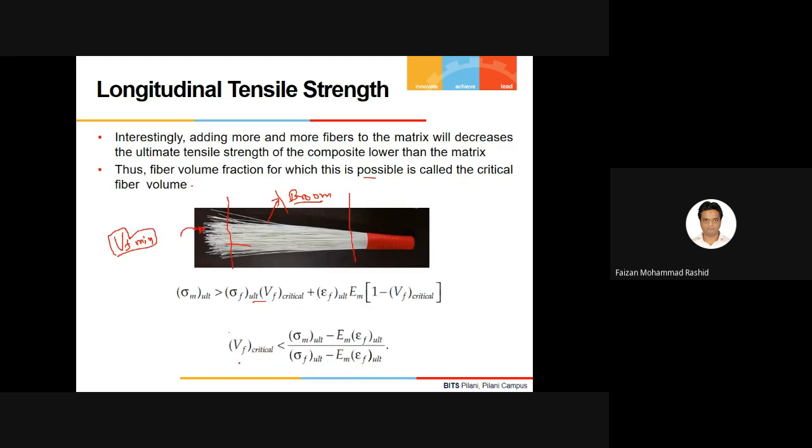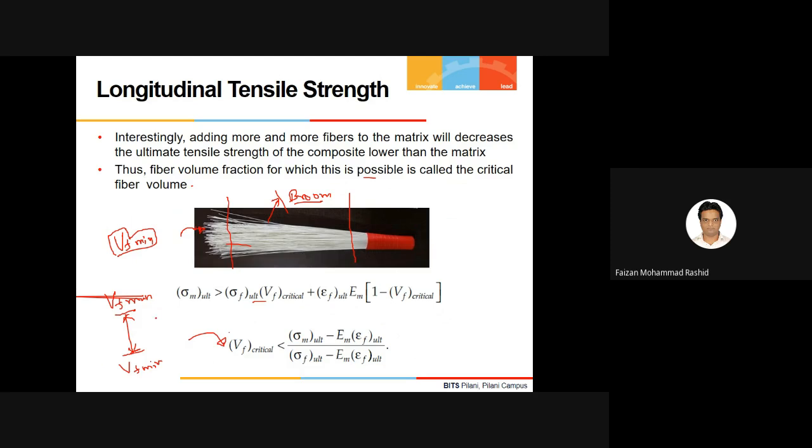Okay, and this is also a minimum value. This is also the minimum value for this one, the critical value of fiber volume fraction, and the maximum is the upper bound of my fiber. So I will always have a fiber volume fraction maximum value and a fiber volume fraction minimum value. Only between these two can we mix the fiber into the composite material.